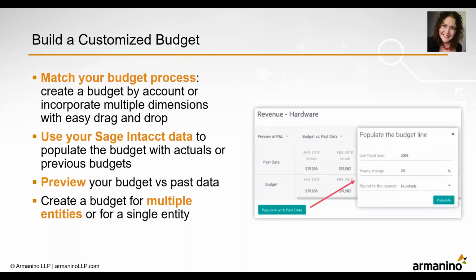You can also preview your budget versus past data. So I can look at current year budget versus last year actuals to get a good baseline there. So the preview function is really helpful. And now I can also create a budget for multiple entities or for a single entity. Before, when you were in a multi-entity shared environment, you could only create a budget for the entire organization as a whole. So if you wanted to create a single entity budget, you were not able to do so. With this release, you are now able to do so. These are the highlights of the budget updates.